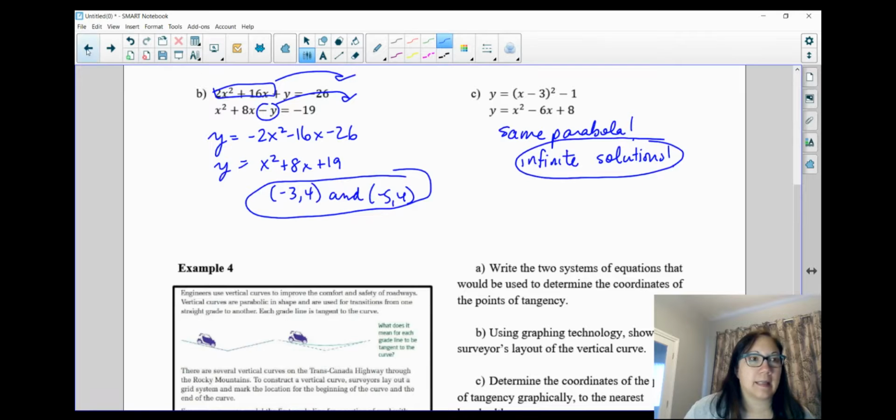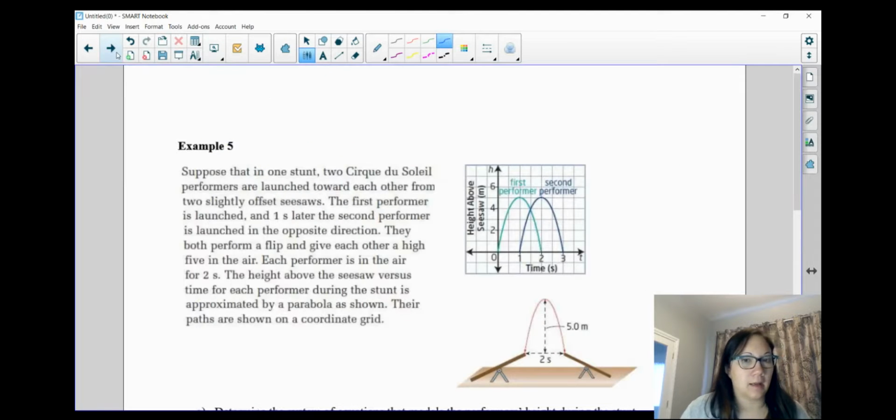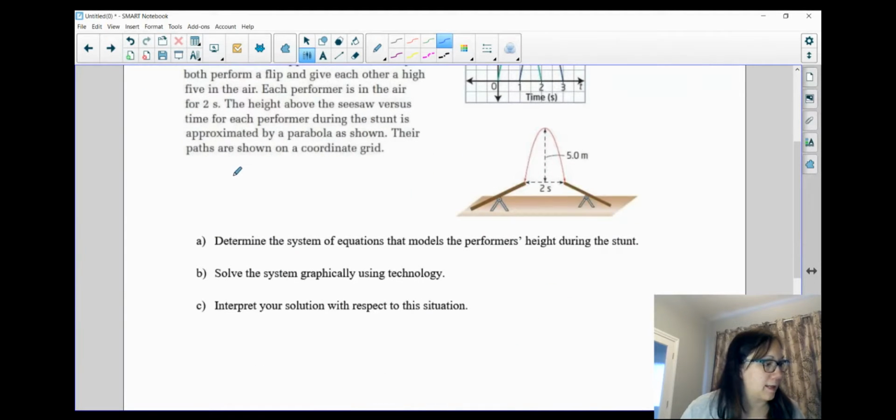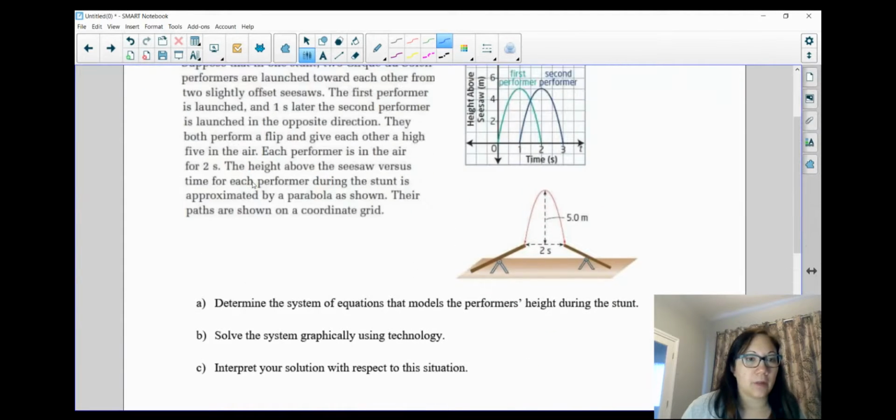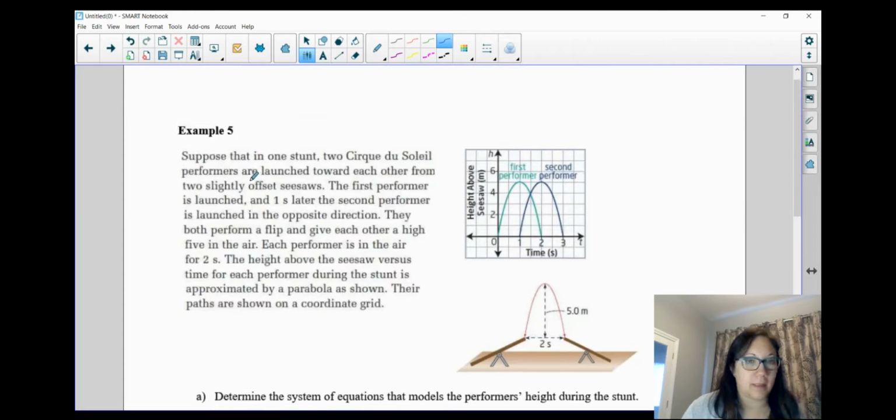All right, we're actually going to skip example 4. And I want to move to example 5 here. So, yeah, I think this is the right one.